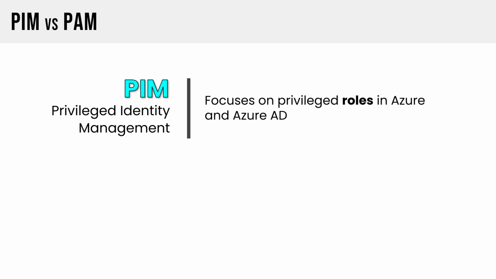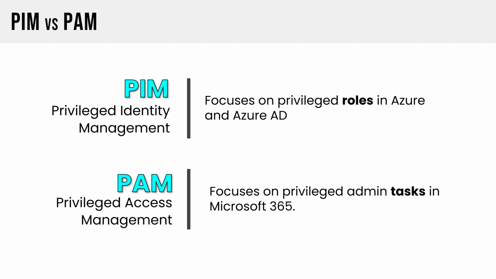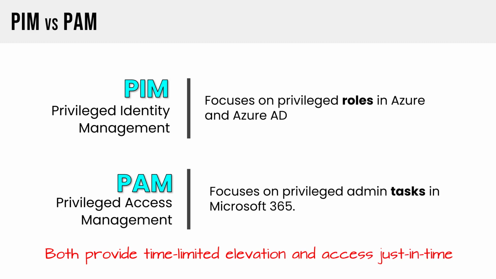So I just want to juxtapose or compare PIM versus PAM to make sure you have this locked and loaded for the exam. So privileged identity management, which is a feature in Azure and Azure AD. Well, it's really a feature in Azure AD, but we can leverage it across our roles in Azure and Azure AD. And PAM focuses on privileged admin tasks in Microsoft 365. So the key here, both provide time-limited elevation and access just in time, but PIM focuses on roles in Azure and Azure AD. PAM focuses on tasks in Microsoft 365.